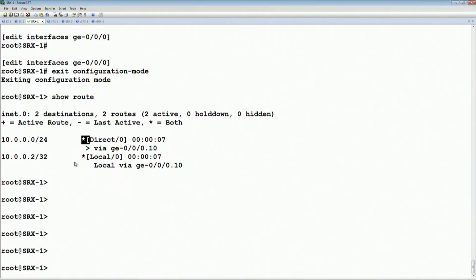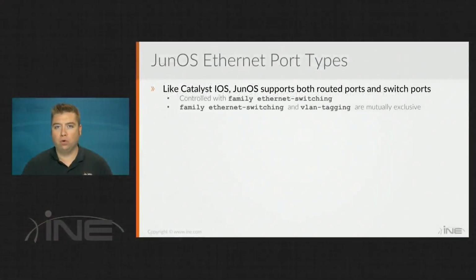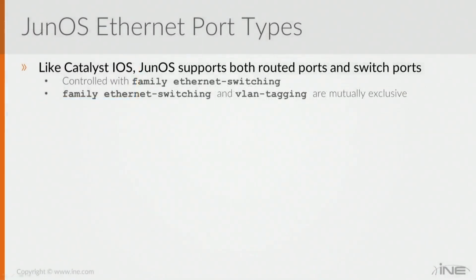that it's being used. Now, in terms of Ethernet switching, JunOS supports, just like Catalyst IOS does, routed ports and layer 2 switching. But it doesn't support both at the same time. It's going to be one or the other. So when we think of the IOS command switchport, that's the equivalent of the family ethernet-switching in the case of JunOS. So if we have both family ethernet-switching and VLAN tagging, it's not going to allow it.